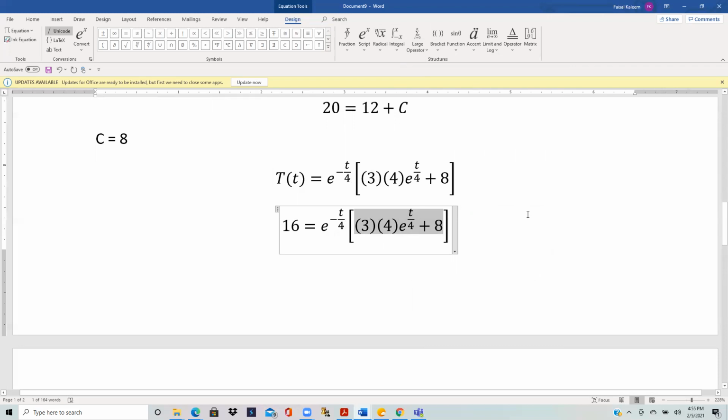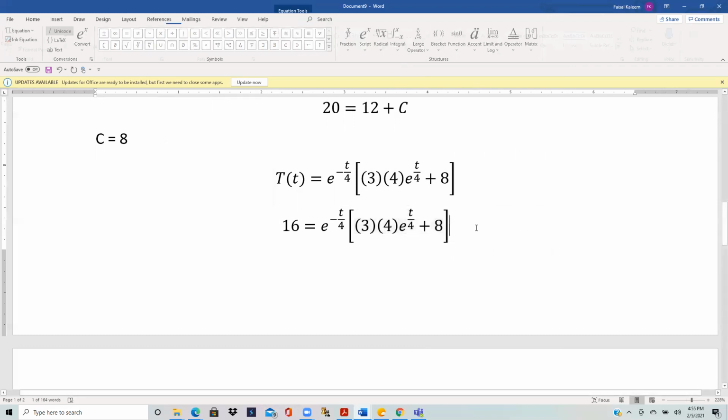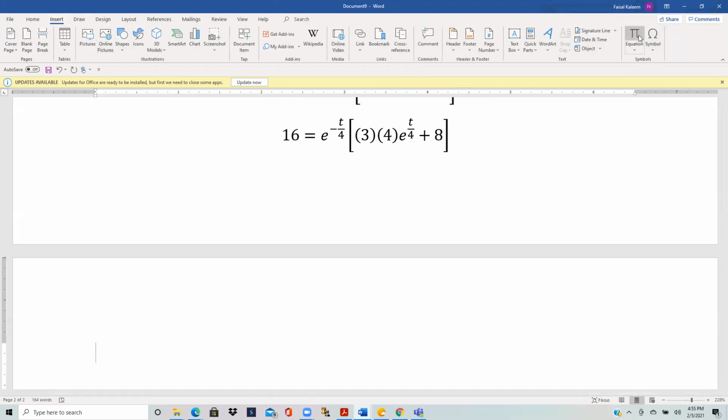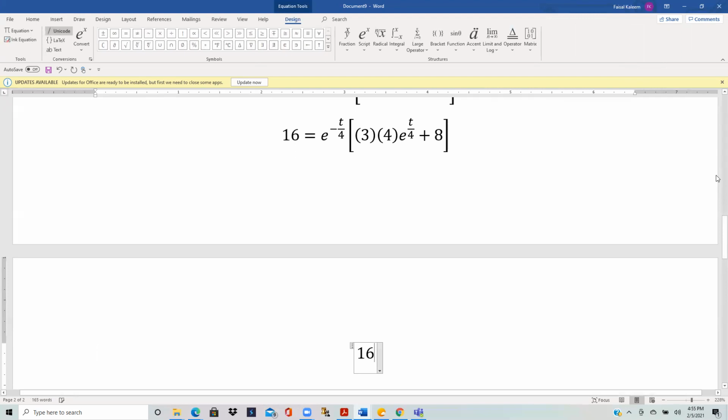Okay. So now we distribute this e to the negative t over 4 over this one and over the 8. So we get 16 is equal to, so now 3 times 4 is 12. And when you multiply e to the negative t over 4 with e to the t over 4, that just goes away. It's 1. So it's just 12 from the first one. And then from the second one, you get 8 e to the negative t over 4.